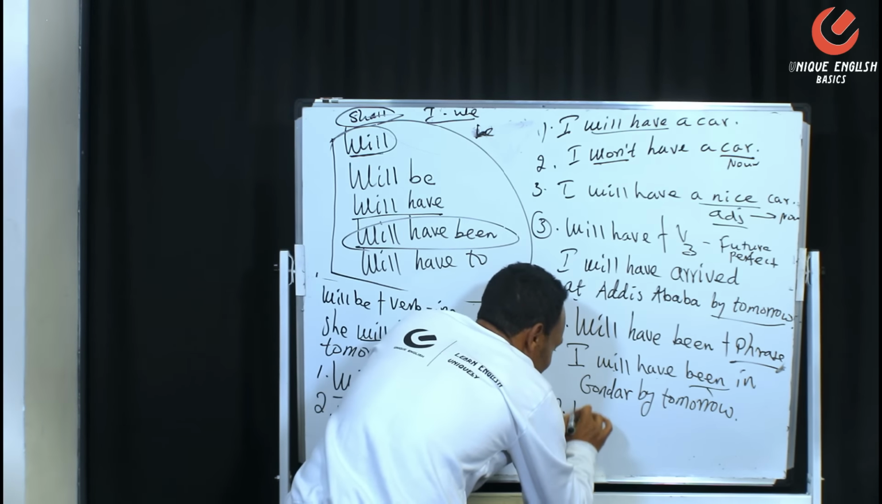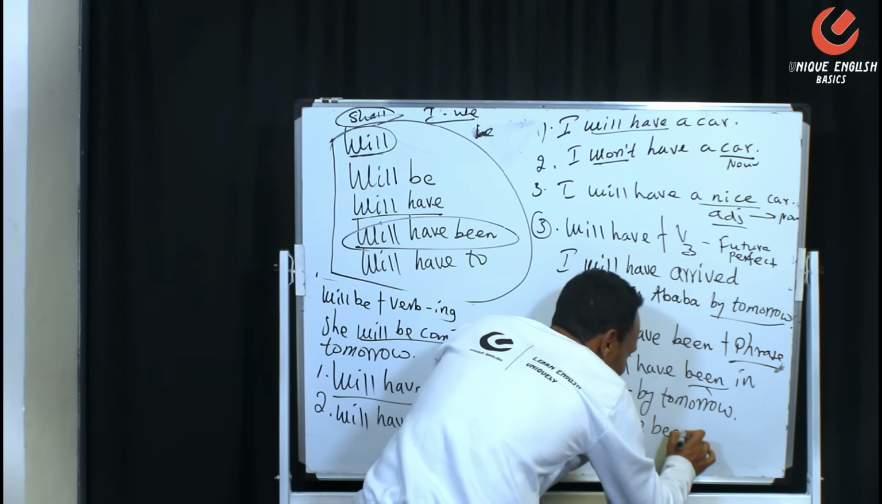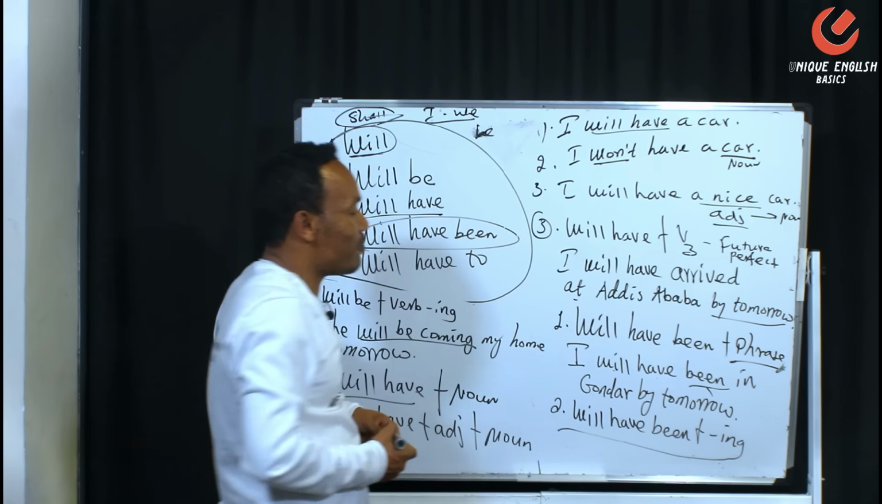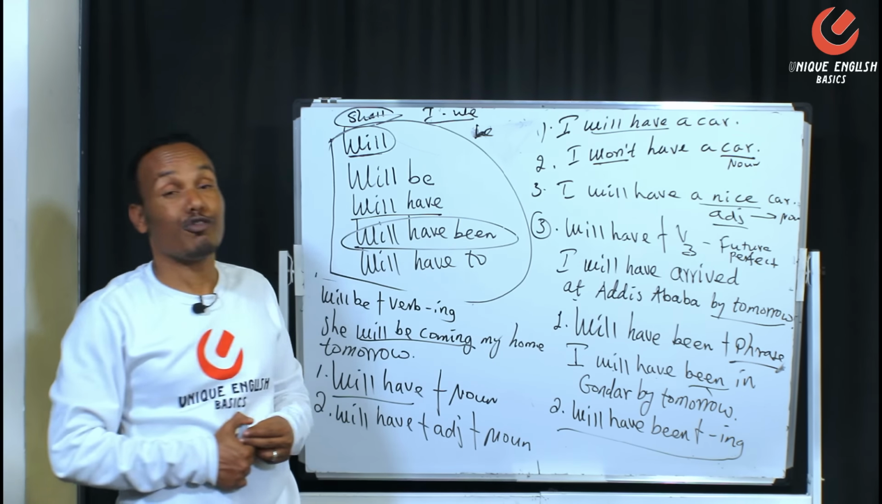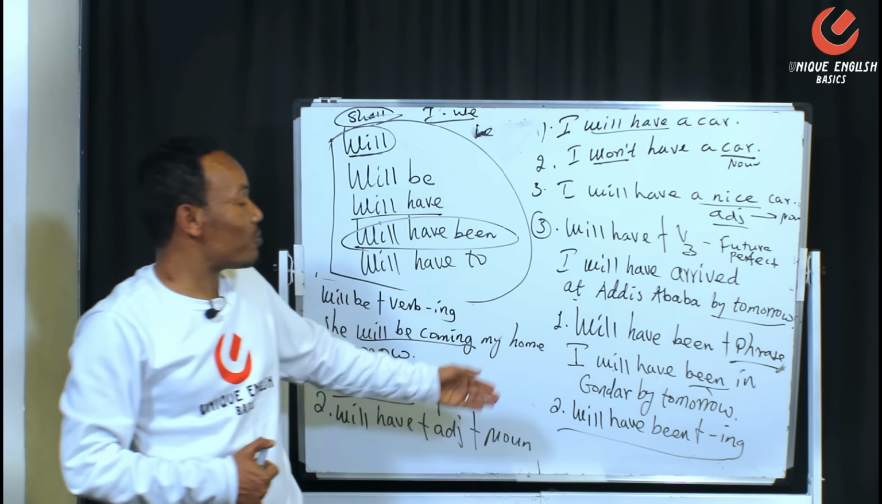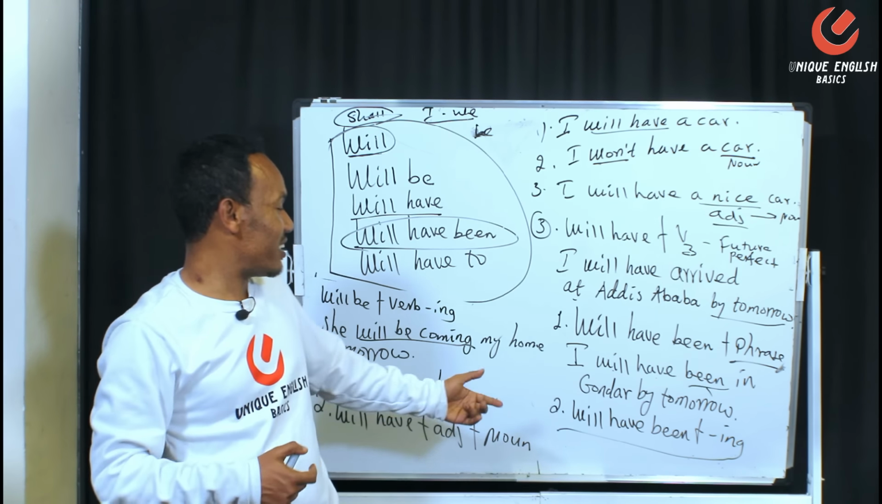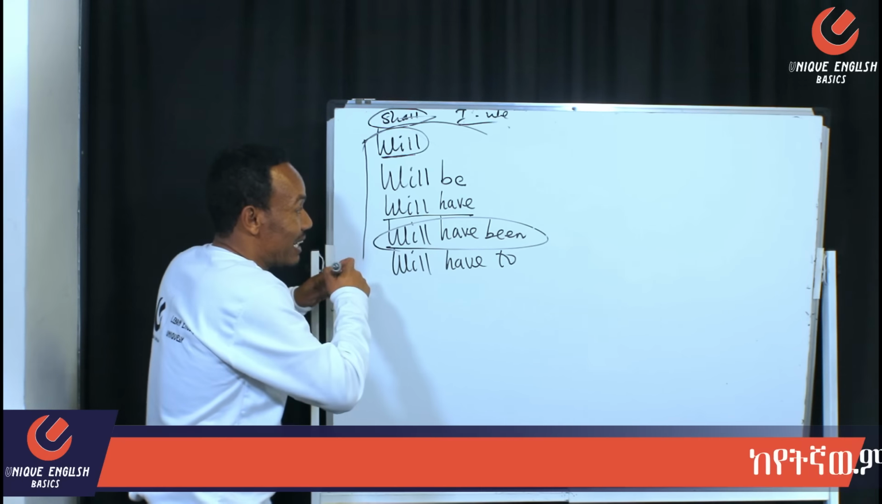But the other structure of will have been is followed by ing. ምን ያስከትላል ደግሞ? will have been is followed by what? gerund or ing ያስከትላል። To talk about future continuous tense, future perfect continuous tense ምን ይባላል ይሄ? future perfect continuous tense. Very good. future perfect continuous tense. Okay, ስለዚህ አሁን ምን ብለናል ቅድም?